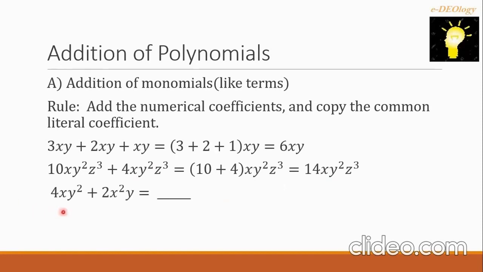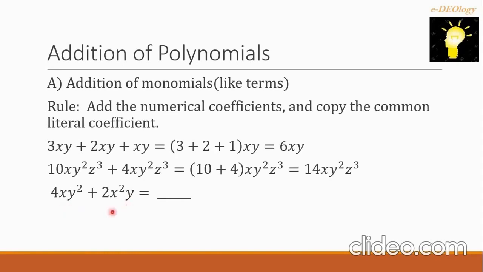Third example, 4xy square plus 2x square y. Looking at the literal coefficients, it seems there is a problem here. In here, x and y are there, but the literal coefficients compared with the second term are not the same. Here is x with exponent 1. Here there is an x with exponent 2. For the y, here is exponent 2. Here is with exponent 1.